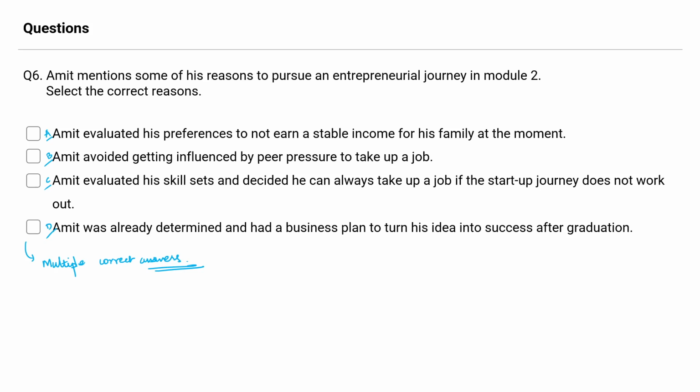So let me read out the options. Amit evaluated his preference to not earn a stable income for his family at the moment. Okay. So he evaluated his preferences, that not earning a stable income for his family at that moment. So he discussed with his family that, do we need a stable income or not? That is the first option.